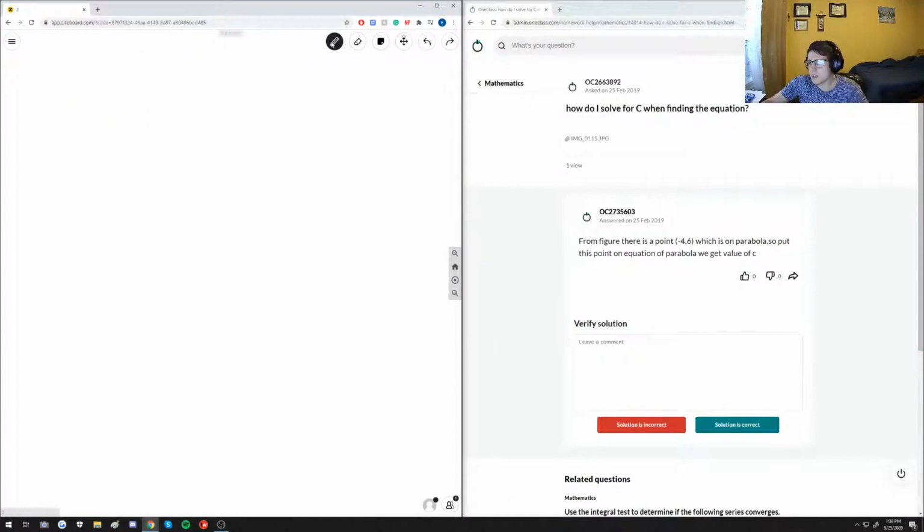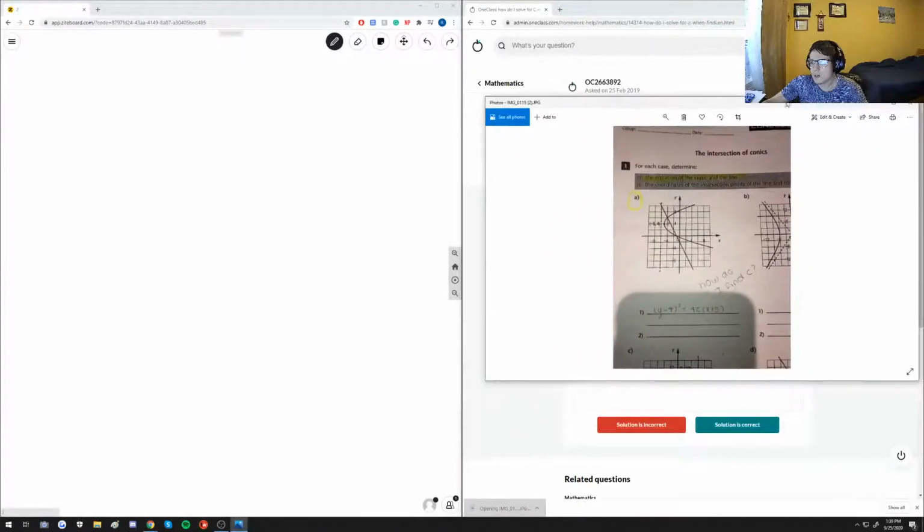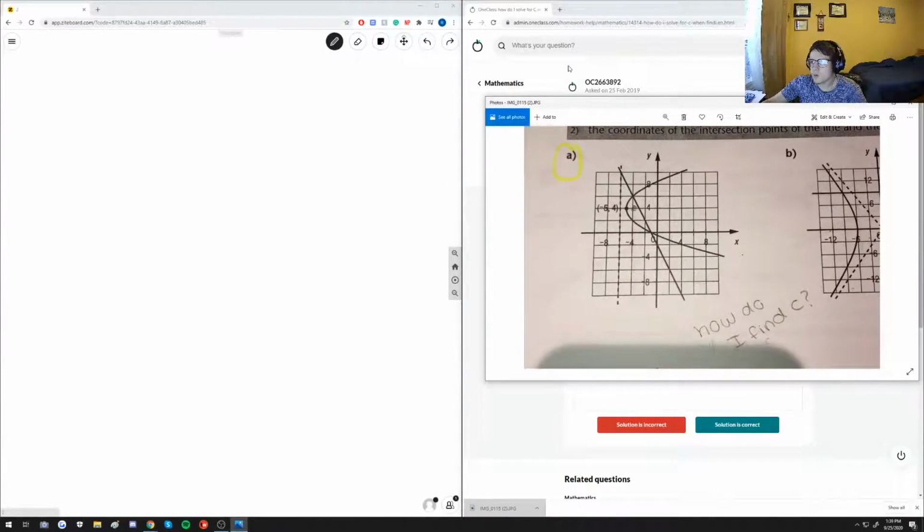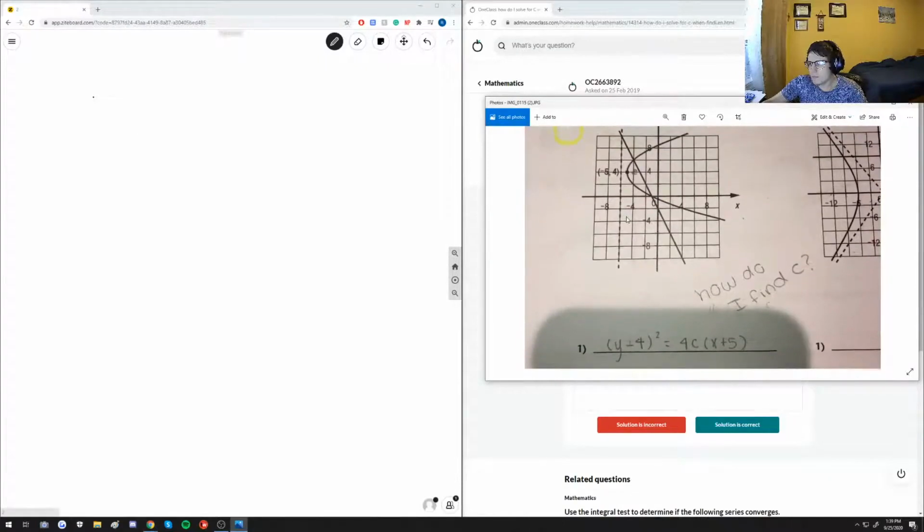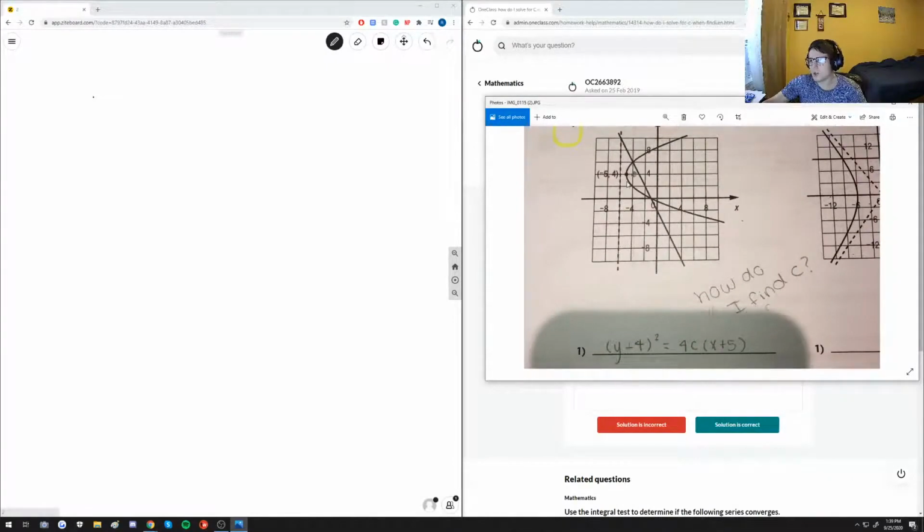Okay, so how do I solve for c when finding the equation? Let's look at this equation here that they have. Right here we have a parabola, and we have this equation of a parabola that they are using, where they take the vertex and plug it in here. So first of all, let's go over the equation of a parabola, the standard form.